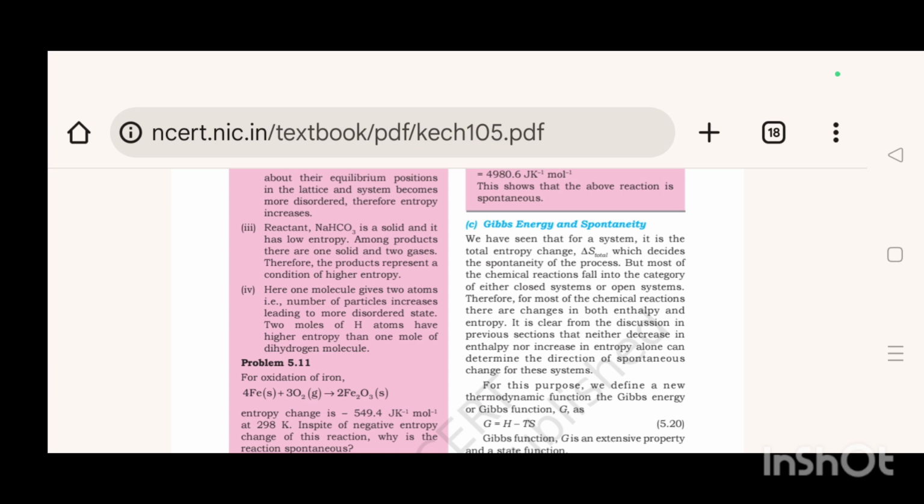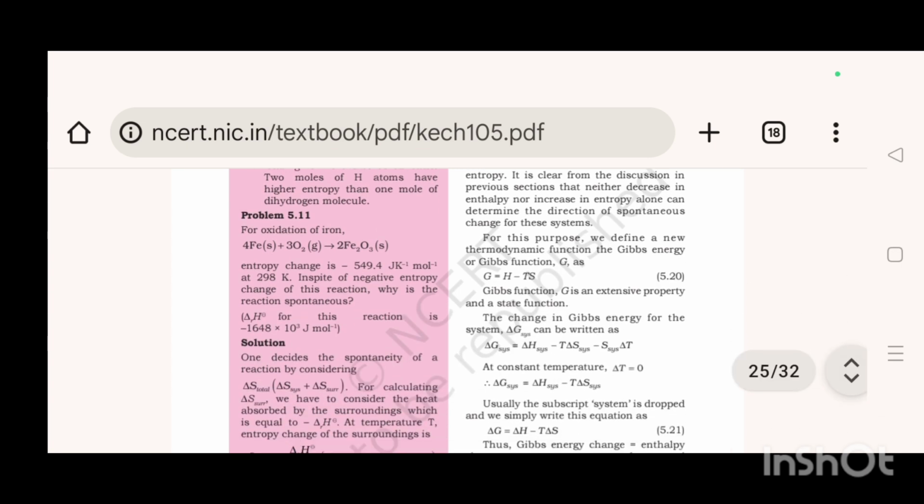It is clear from the discussion in the previous section that neither decrease in enthalpy nor increase in entropy alone can determine the direction of spontaneous changes for the system. For this purpose, we define a new thermodynamic function, the Gibbs energy or Gibbs function G, as G equals H minus TS. The Gibbs function is an extensive property and a state function. The change in Gibbs energy for the system, delta G system, can be written as delta H system minus T delta S system minus S system delta T.